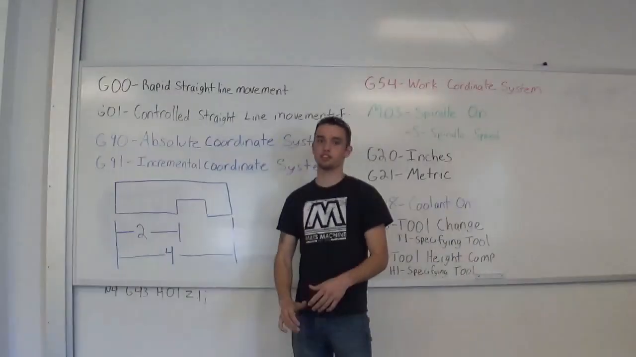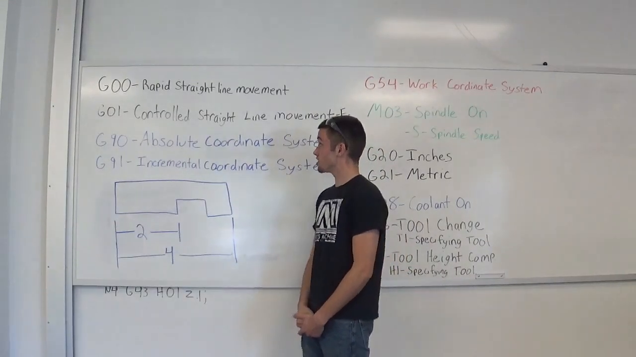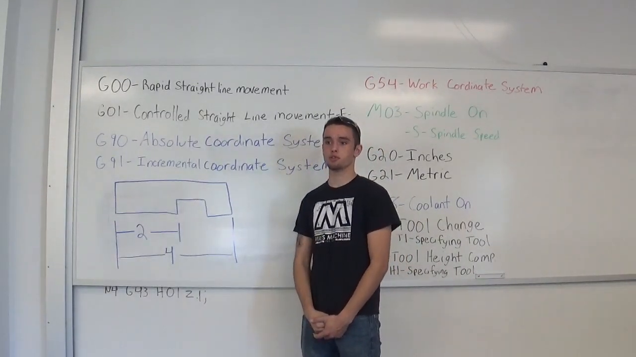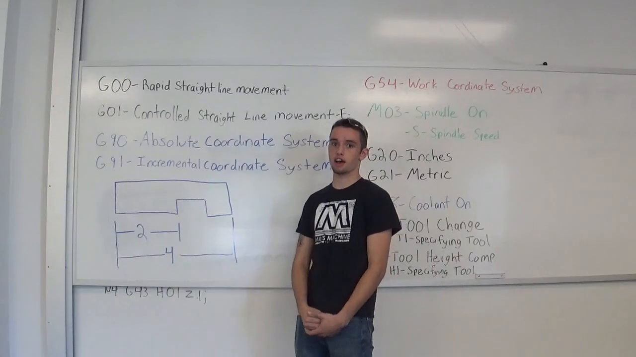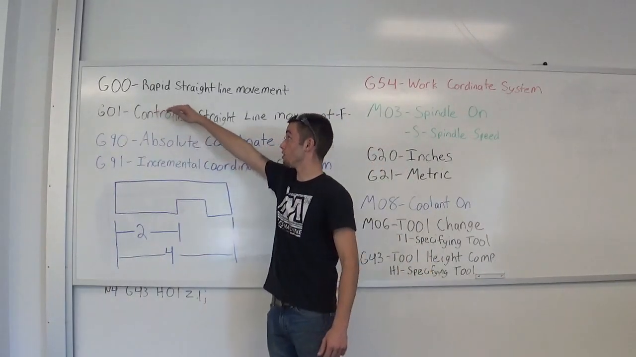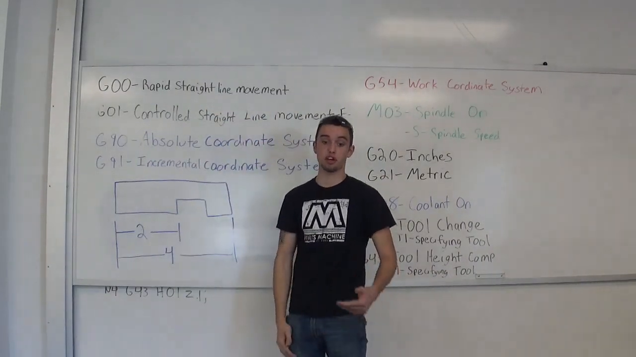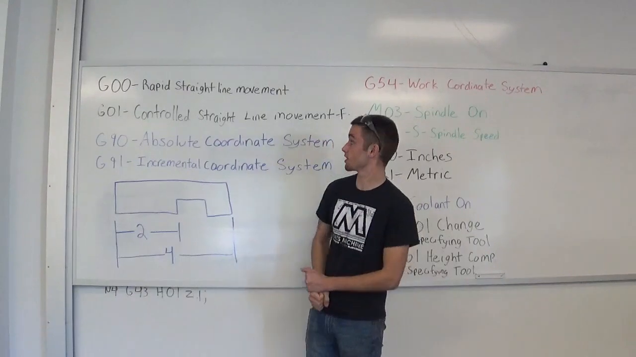The purpose of this lesson is to teach basic G codes and M codes and how to start up a program. These G codes and M codes are pretty generic, meaning you can use them on multiple machines, such as Haas or Fanuc. To start, you have your G00, your rapid straight line movements. G00 comes in handy when you're trying to move quickly. It saves a lot of time.